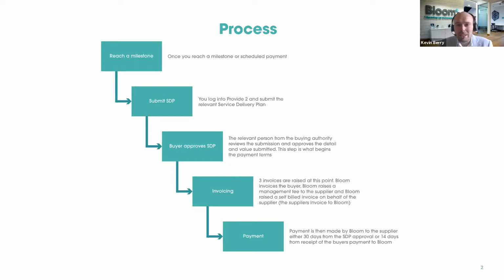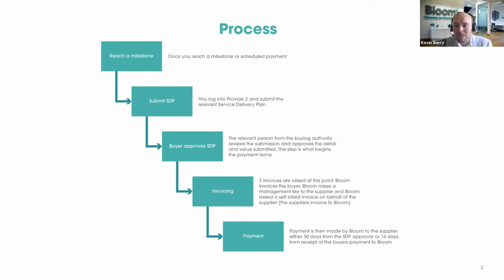So the buyer will essentially review everything you've added to your submission, and they will look at the value, and they will look at the detail and basically either agree or approve or reject that submission to say that they agree with what you're saying has been delivered. And it's really that approval point of the process that triggers all the payment terms and the invoicing that we see. So once they've pressed that approval button, 3 invoices are raised at that point in time.